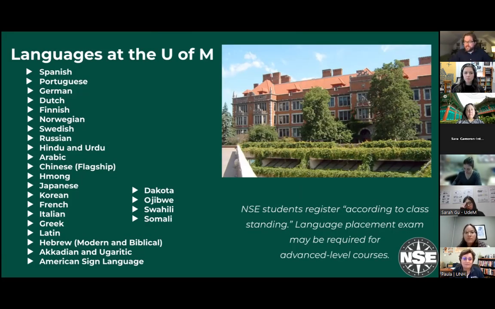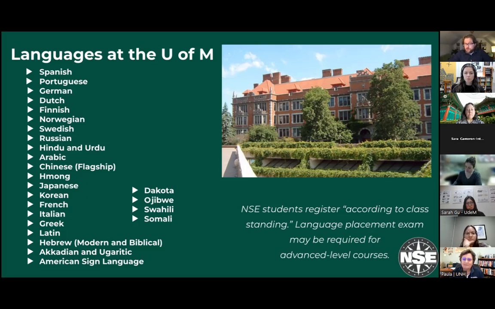To really address the topic of this session about languages, our campus offers a lot of language opportunities, many of the traditional ones that you see here on the list, including Norwegian and Swedish. We also offer Hindi and Urdu, Arabic, Chinese. We're a flagship Chinese institution. We offer Hmong, which is a very unique language actually that we offer here. And down the list here, we also offer Dakota, Ojibwe, Swahili, and Somali. And most of these languages are taught at introductory levels, as well as intermediate and advanced levels.